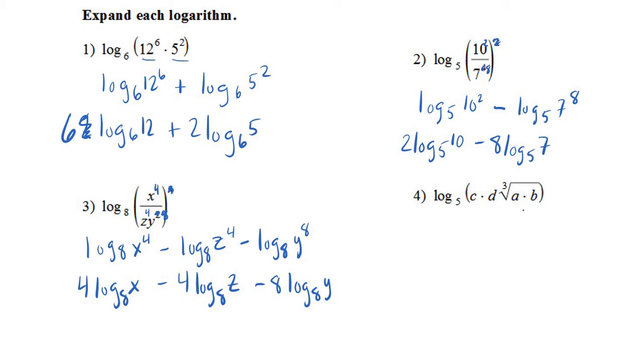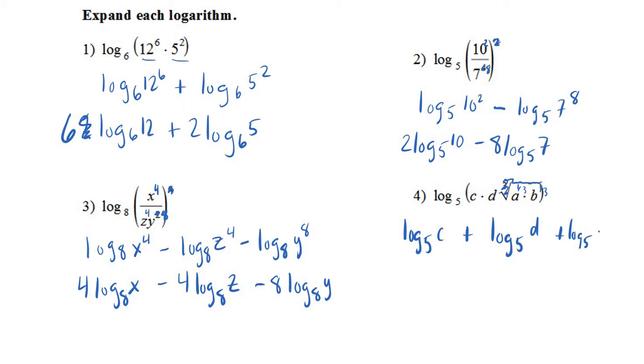So we've got multiplication, we've got a cube root here. So let's think about what we've got going on here. So we've got log base 5 of c plus log base 5 of d plus, now what's a cube root? Couldn't I just write that as a 1/3 power? 1/3 power. Get rid of that cube root. So that would be log base 5.